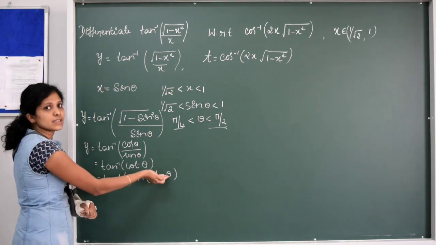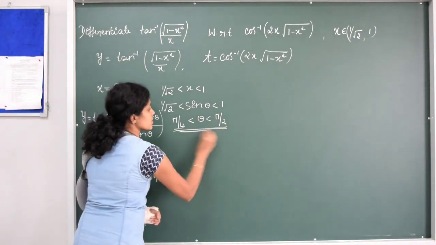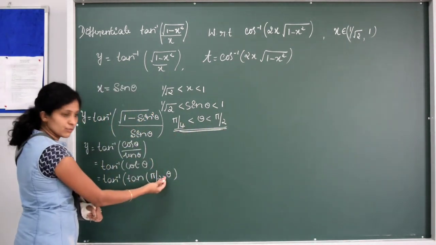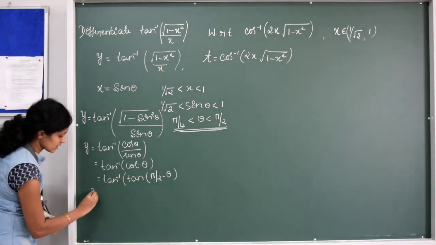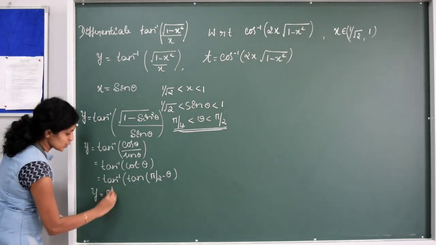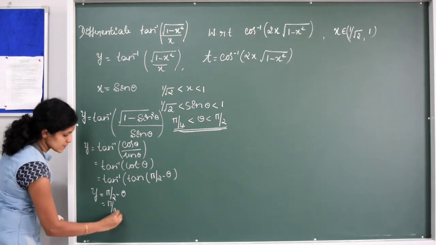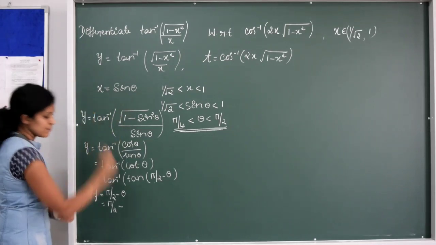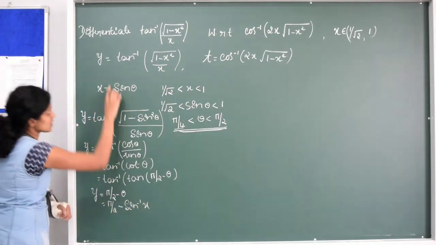Pi by 2 minus theta means theta is in the first quadrant. Here the angle is in the first quadrant. So we can write this as tan of pi by 2 minus theta. So tan inverse and tan will get cancelled. We got y is equal to pi by 2 minus theta. So this is equal to pi by 2 minus, what is theta? Theta will be sin inverse x. You have to substitute this because we have taken the substitution here.